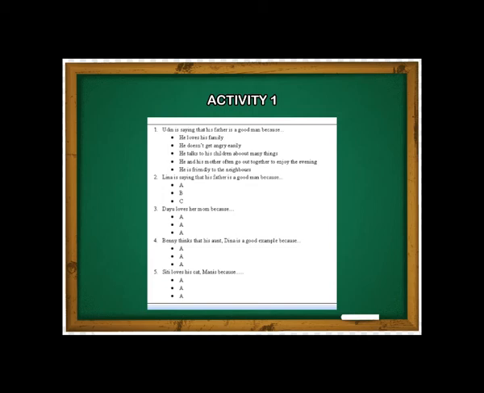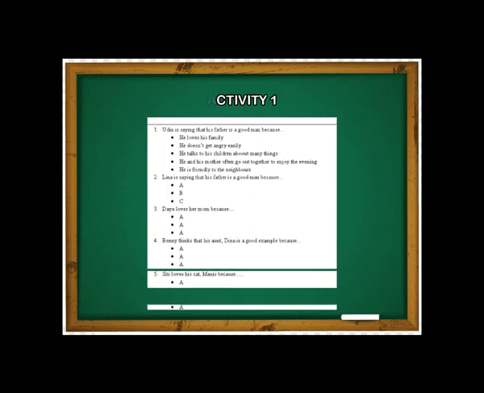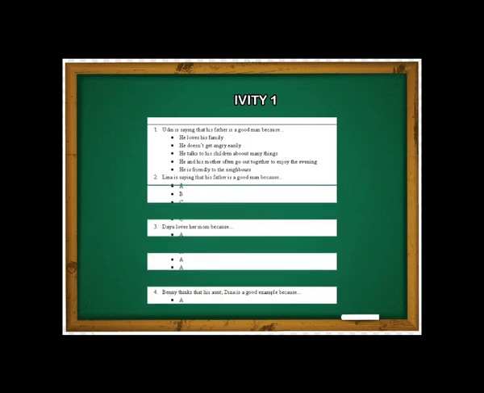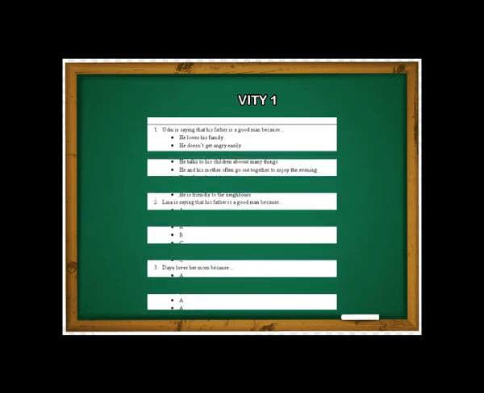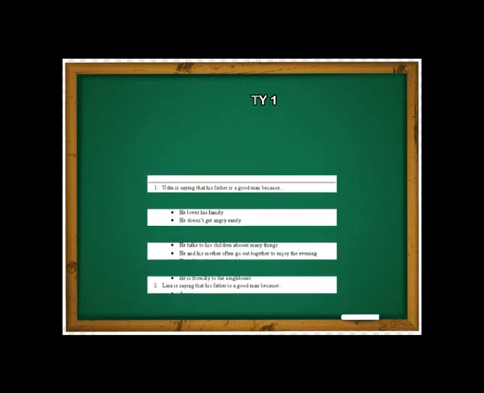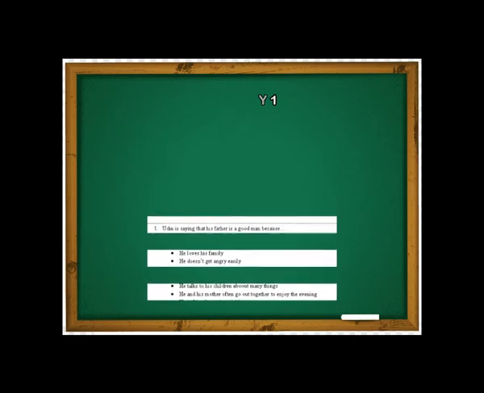He said that his father loves his family, doesn't get angry easily, talks to his children about many things, and his father and his mother often go out together to enjoy the evening. And then his father is friendly to the neighbors. That is the example. And number 2 until number 5, please do it individually.